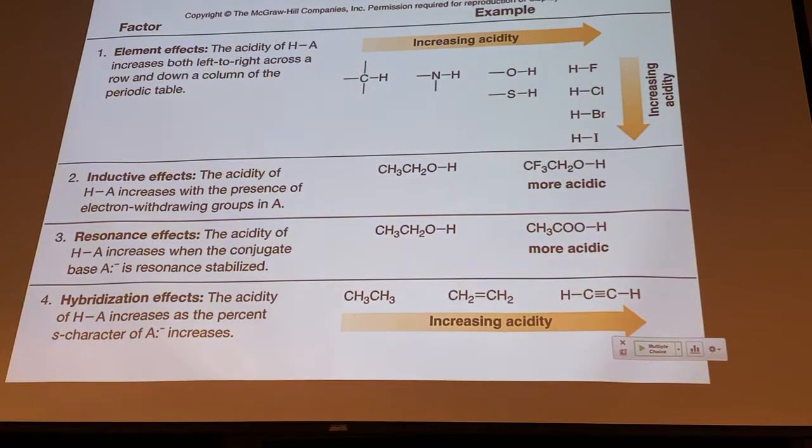So the proper way to use these tables is to read through them and then ask yourself, do I know why trifluoroethanol is more acidic than ethanol? Do I know why acetic acid is a stronger acid than ethanol? Do I know why acetylene is the strongest of these three acids? And if you can clearly explain it, and better than explaining it to yourself is explaining it to a study partner, if you can very clearly explain it to your study partner, then you know you have a good understanding of relative acid strength. Questions?